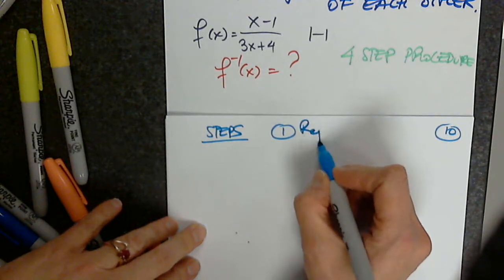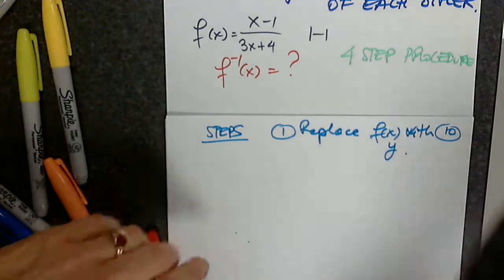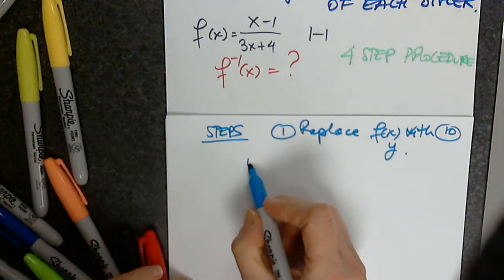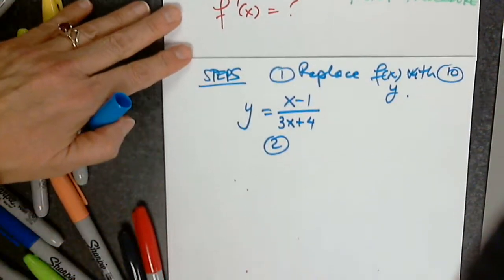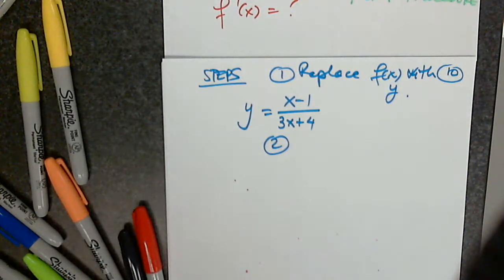So, replace f of x with y. Can I do this? Yes. Of course. So y equals x minus 1 over 3x plus 4. It's good to get into the habit of asking yourselves this when you do a problem. Can I do this? Is this okay? I'm not asking you to doubt yourself. I'm trying to establish a habit and implement a certain thinking procedure when you work on problems. Again, if you have a better game plan, forget about mine.